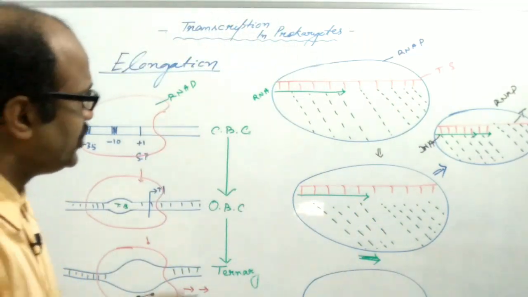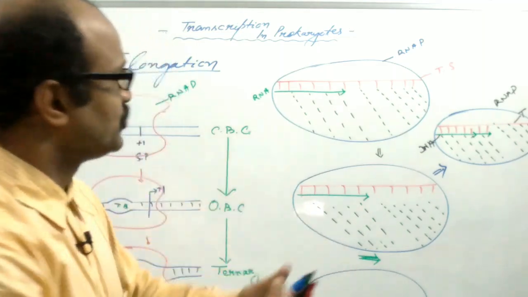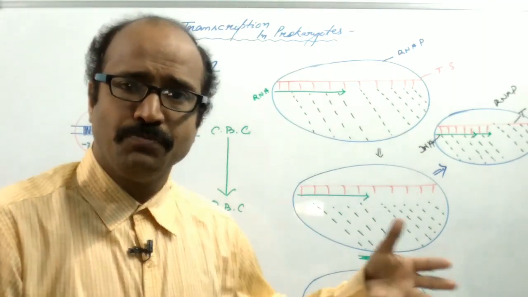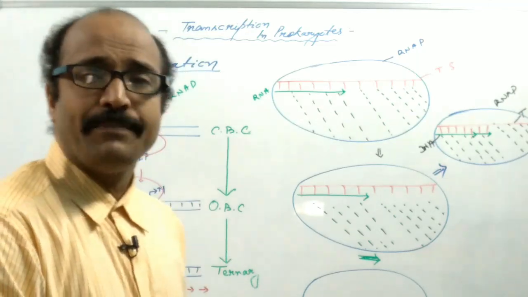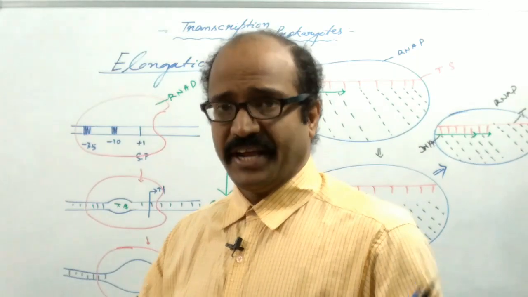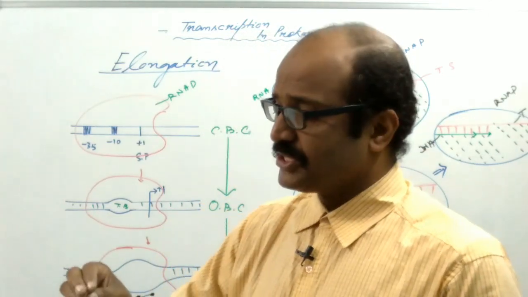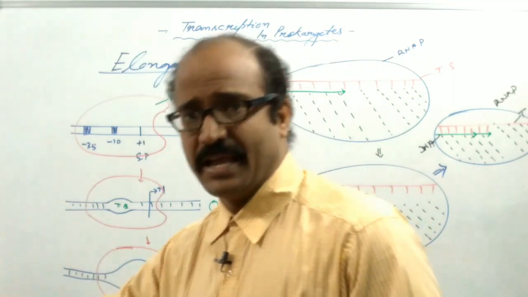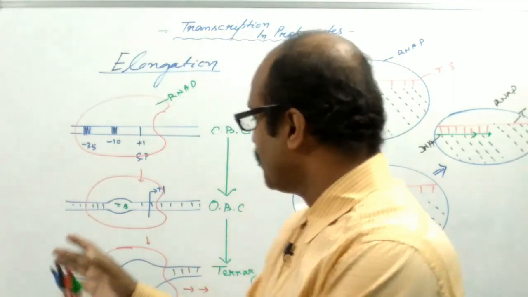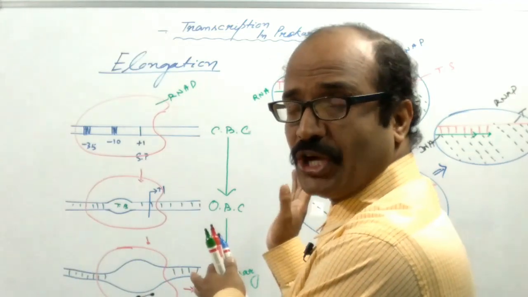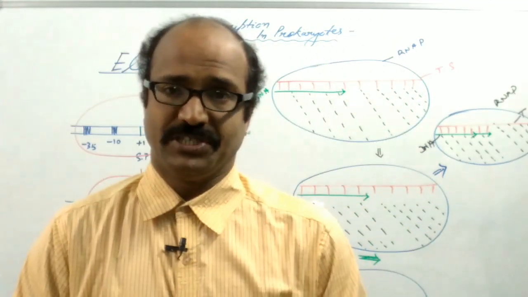Before going through this elongation process, or prior to entry into the elongation process, the sigma factor will dissociate from the RNA polymerase. So first, the sigma factor dissociates from the RNA polymerase enzyme, then the RNA polymerase enzyme enters into the elongation reaction process.